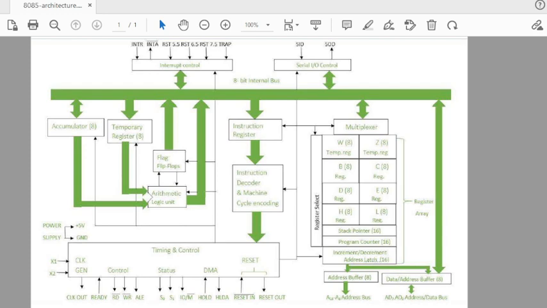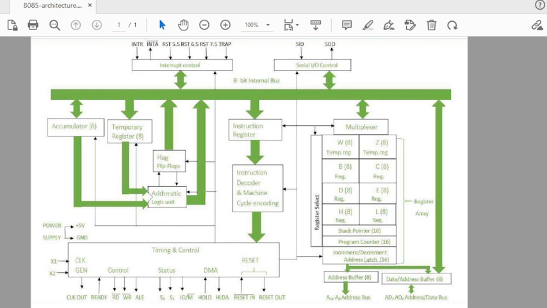This is the assembly language instruction MOV A, B of the 8085. So suppose the instruction register holds this instruction. So this is in assembly language. The instruction decoder will decode this instruction, that is, what operation will be performed by this instruction.